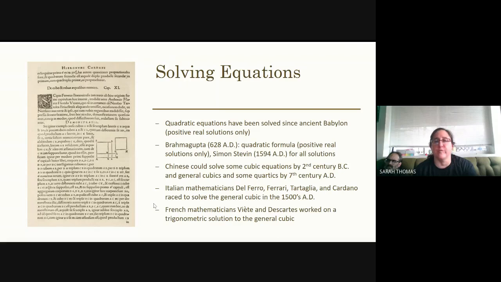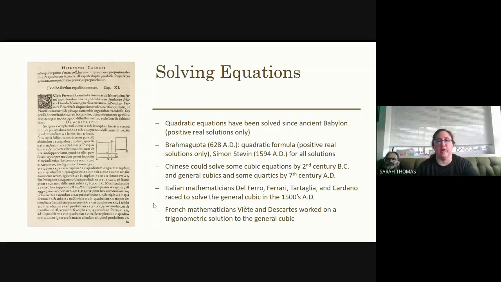Simon Stevin in 1594 AD, late period, invented the quadratic formula that we have today, or the idea behind it anyway. As far as the symbols that we represent it with, that's more modern. The Chinese, of course, having a superior numeration system, could solve all cubic equations by the 7th century. They could solve some of them by the 2nd century. And they could also solve some quartic equations. Those are ones with x to the 4th in them, in our modern notation. They could solve some of those as well.